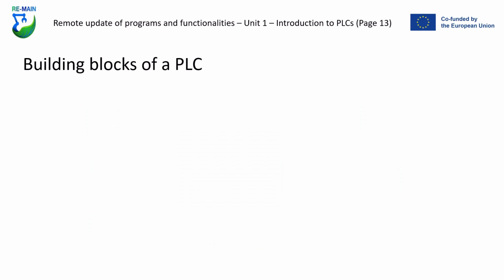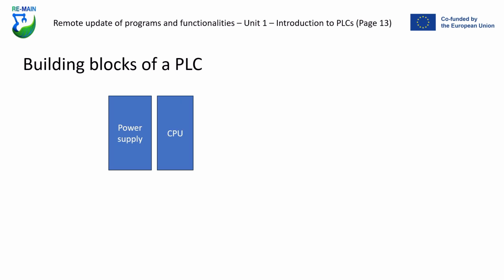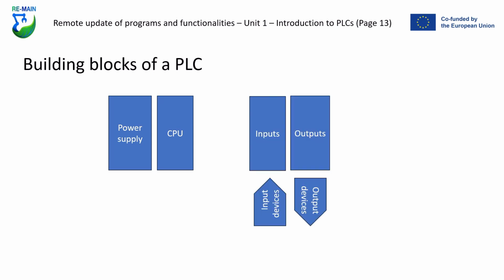What are the main building blocks of a programmable logic controller? Power supply provides necessary voltage, energy for operation. The CPU, the central processing unit, contains the processor and memory to execute the program. The input and output modules are the interfaces to field devices such as sensors, switches, valves, motor starters. Communication module allows PLCs to communicate data over industrial protocols.